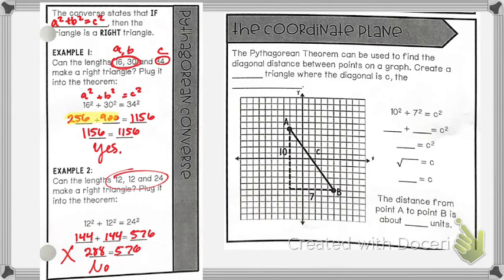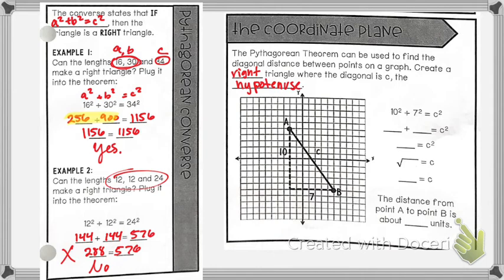Okay. Let's look at the coordinate plane. It says the Pythagorean theorem can be used to find the diagonal distance between 2 points on the graph. We're going to create a right triangle where the diagonal is C, the hypotenuse. Okay, it's kind of similar to finding the slope and the distance here.